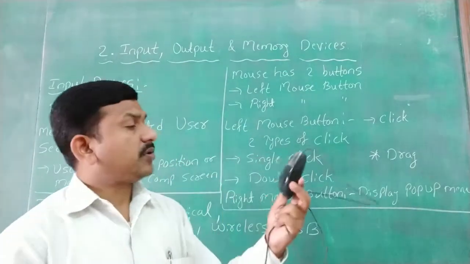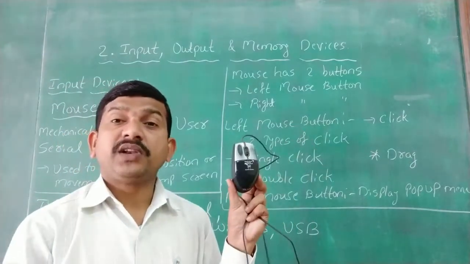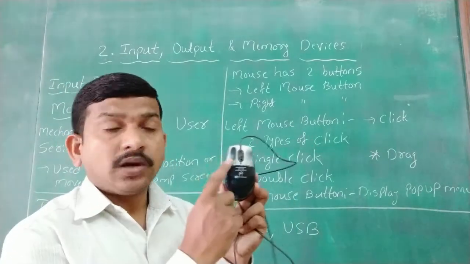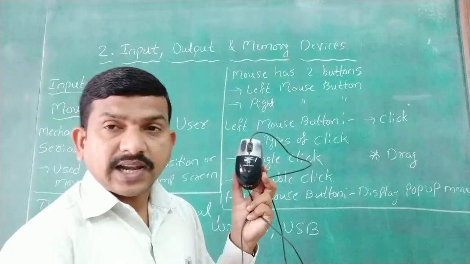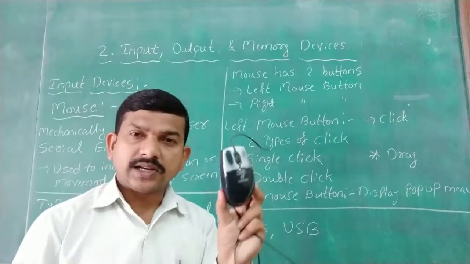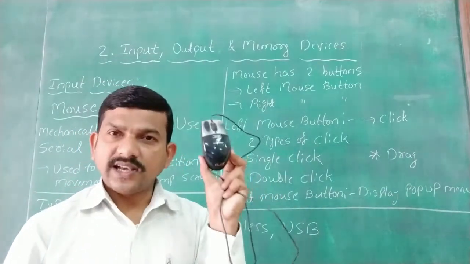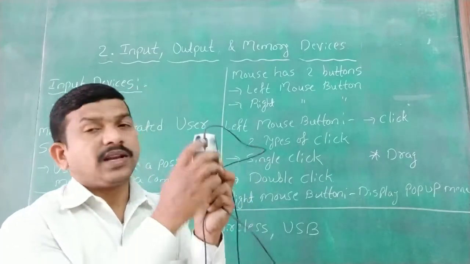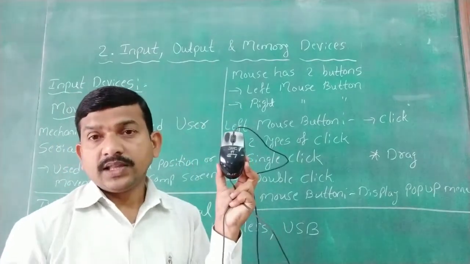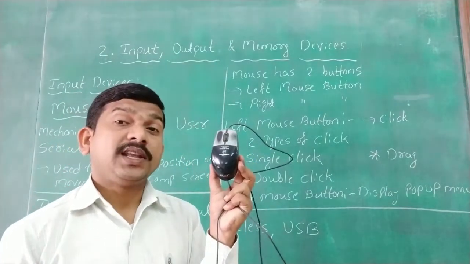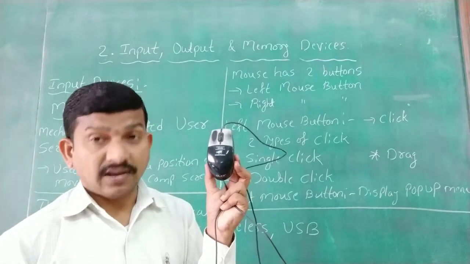How do you come to know which one is the left and which one is right? There is nothing written on it like "this is left button, this is right button". But it contains 2 buttons. One is the left mouse button and the second one is the right mouse button. Then how to decide which one is right and which one is left?